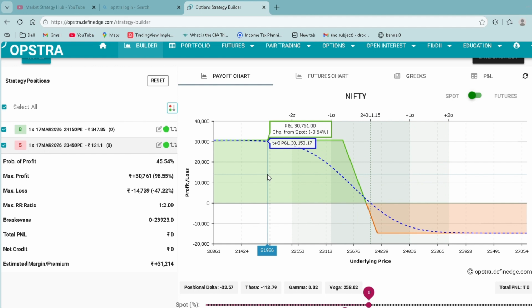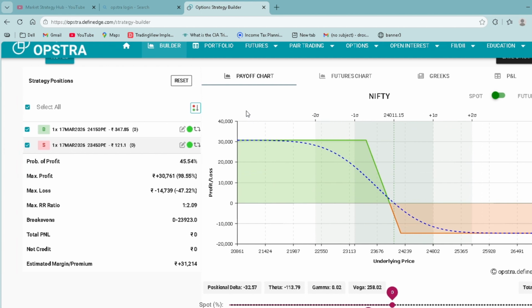This is why this trade is often used by beginners who expect the market to go down slightly. One important rule in option trading is always control risk. That is, maximum risk here is 47%, whereas in naked option selling it is 100%.